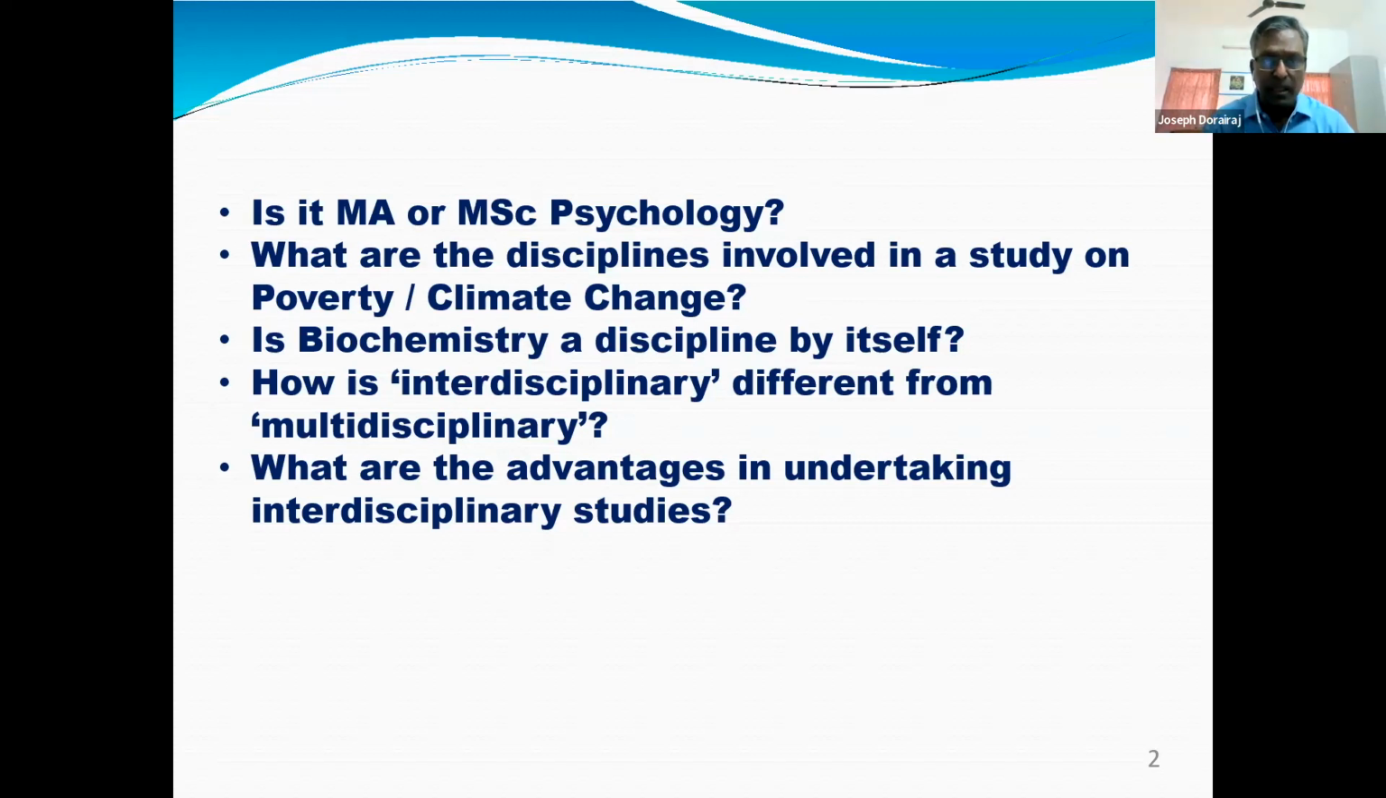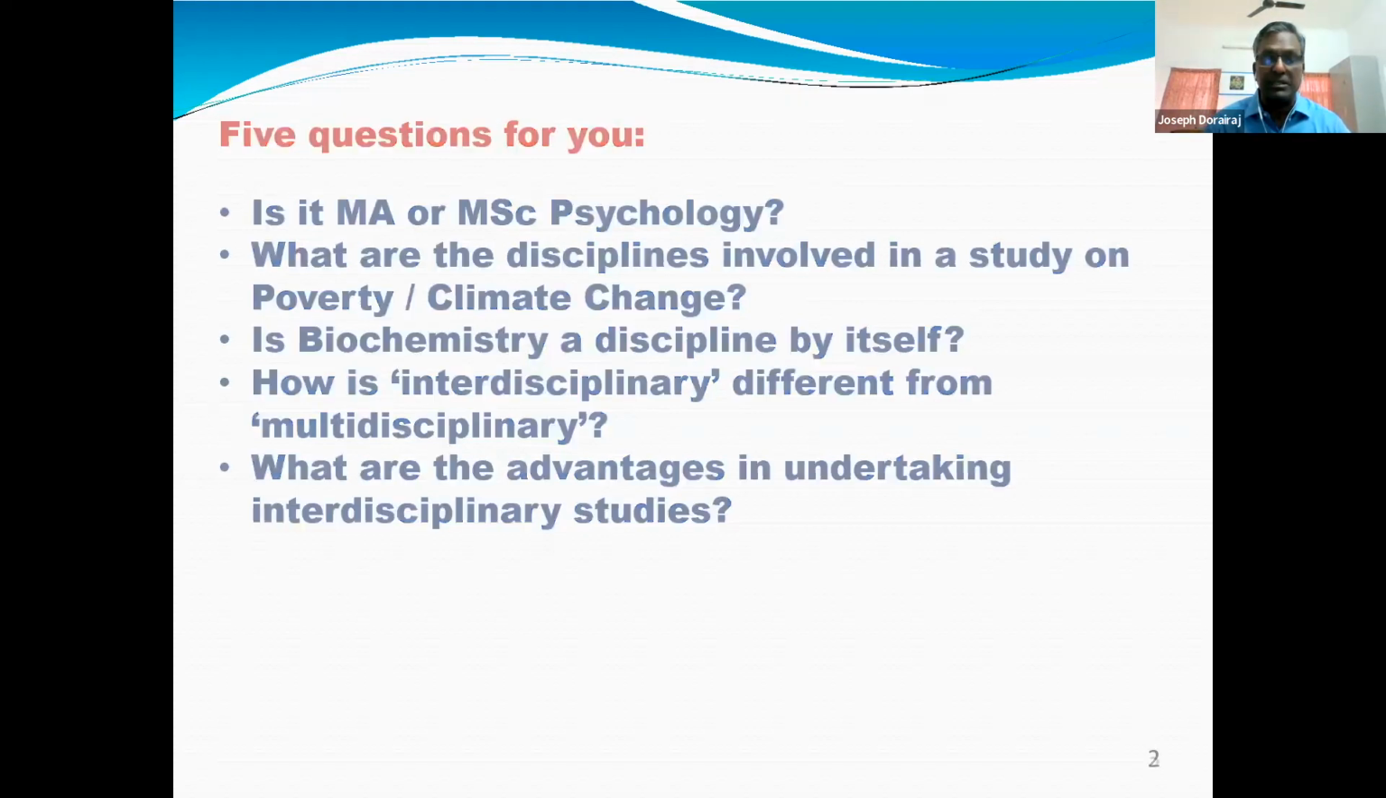Now, the fourth question we will be talking about in the course of my presentation. We will be talking about 3 terms: interdisciplinary, multidisciplinary, and the third term. How is interdisciplinary different from multidisciplinary? So that is the fourth question. And the last question, in this session, we are talking about interdisciplinarity in undertaking interdisciplinary studies. So dear friends, these are 5 important questions. These 5 questions would serve as a preamble and would prepare us for a discussion of what is interdisciplinarity.